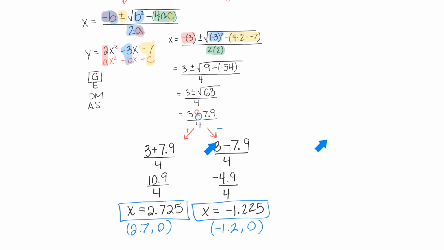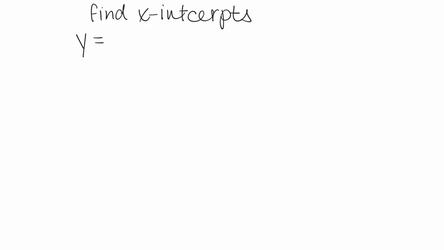Okay, I would like you to try a couple of problems. I would like you to try to find for me the x-intercepts. Find the x-intercepts for y equals 3x squared minus 2x minus 6. Okay, here's your first problem.